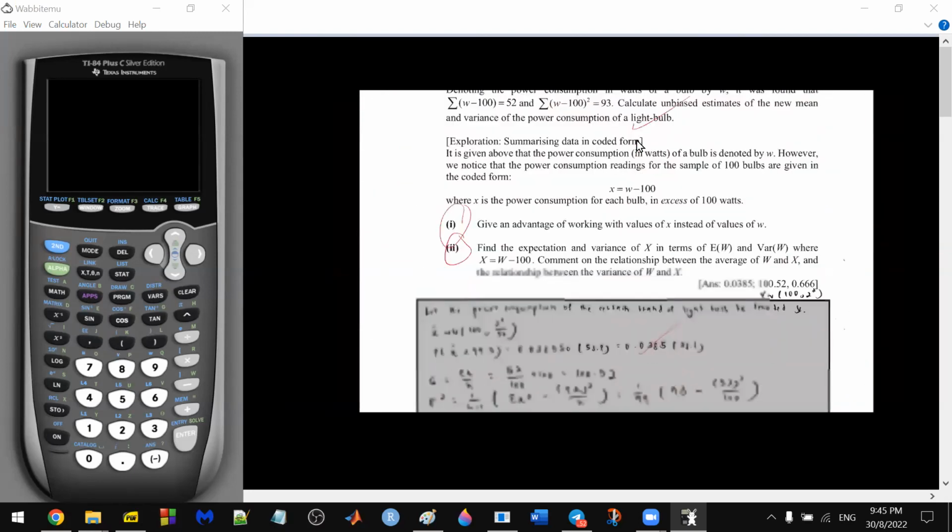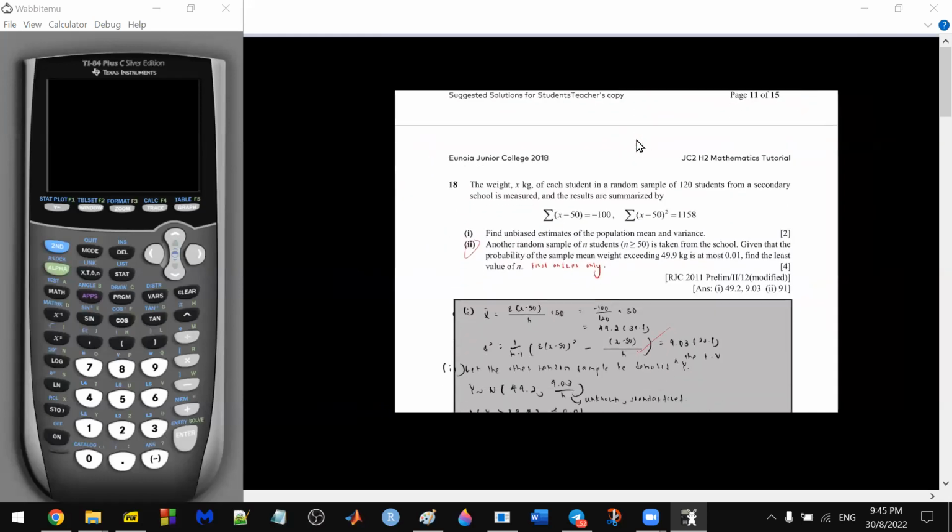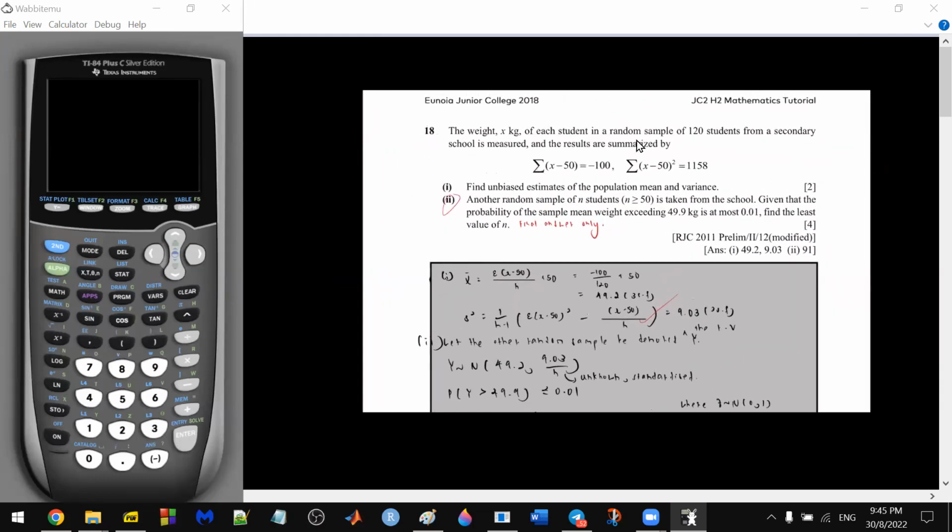Okay, what is the next one? Okay, question 18. Weight of X kg of each student in a random sample of 120 students from a secondary school is measured. There's summarized data, find unbiased estimate of the population mean. Not gonna check this. I think you got it right.